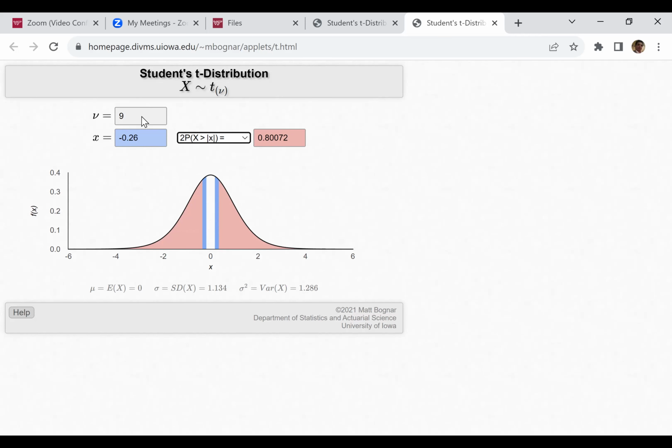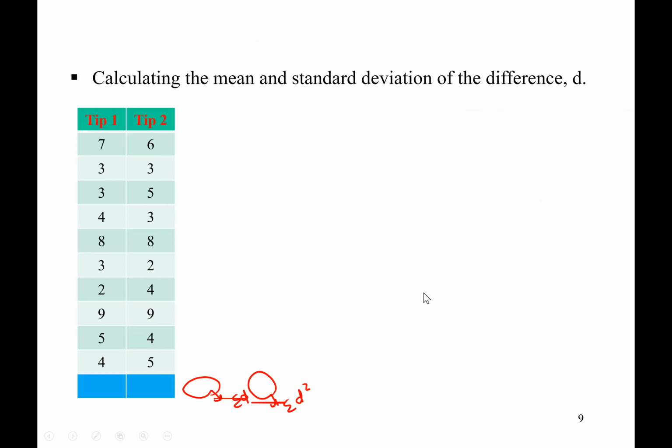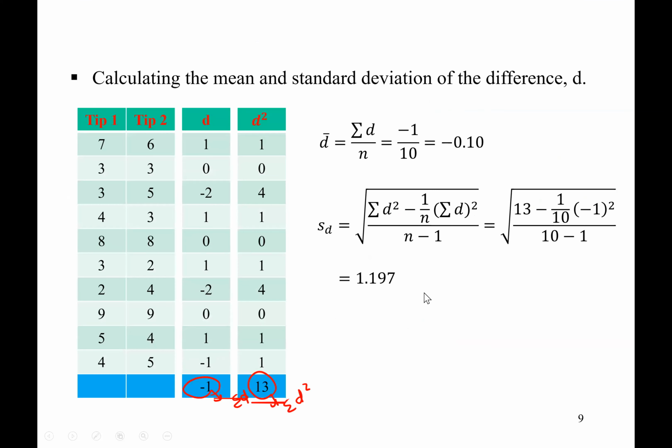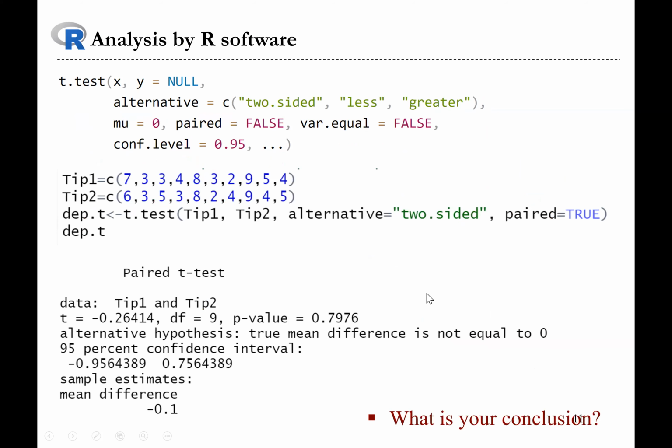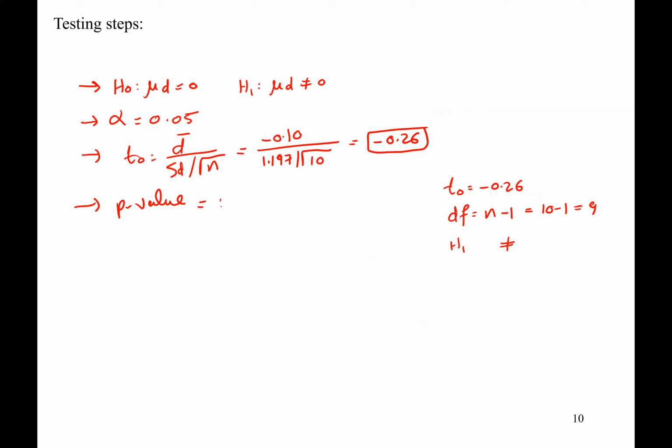So now let's go to the slides. Now we have here p-value is 0.8. The p-value is very big, so let's make a decision. The p-value is greater than alpha, so we fail to reject H0, or there is not enough evidence to reject H0.